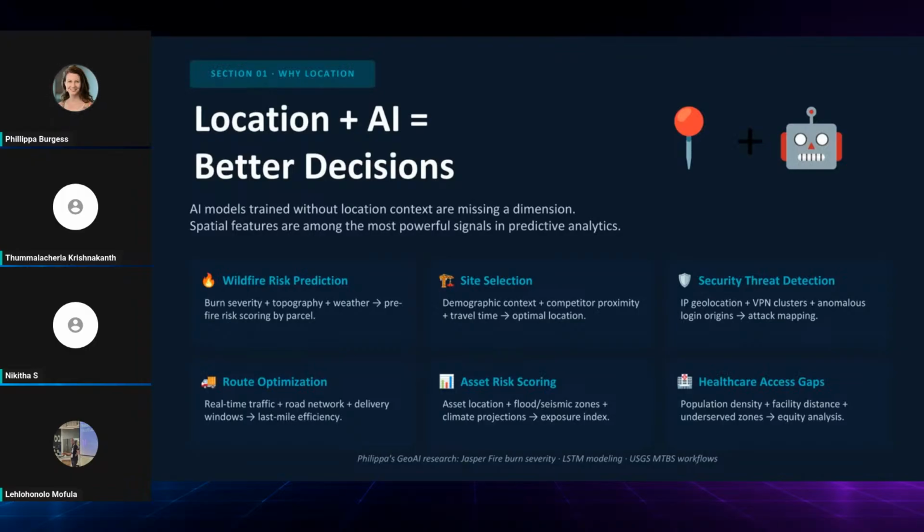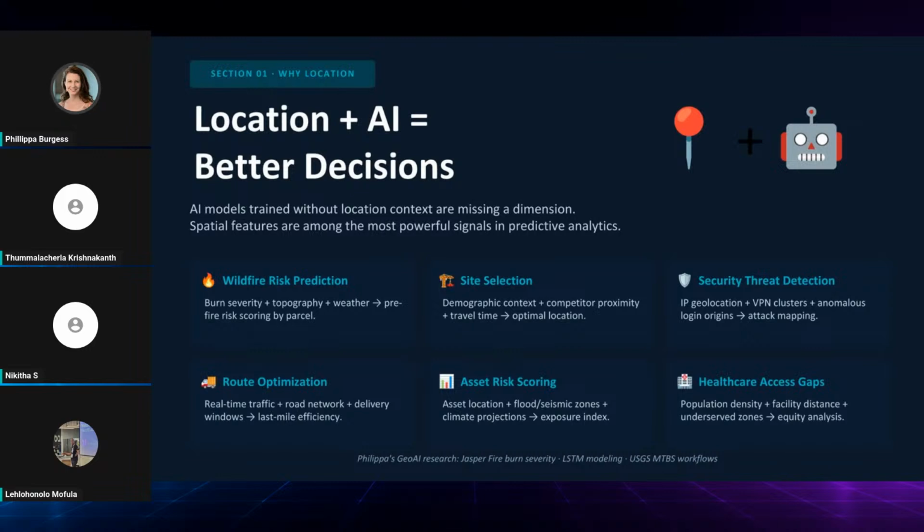Site selection. So if you're a business saying, where should we do business? You can look at the demographic context, competitor proximity, travel time. So you can look at optimal locations, also relative to your other existing locations. Security threat detection. So you can look for IP geolocation, VPN clusters, anomalous login origins, attack mapping. Obviously, with any kind of security events and things like that, they want to see it. They want to see the map. They want to see the space.